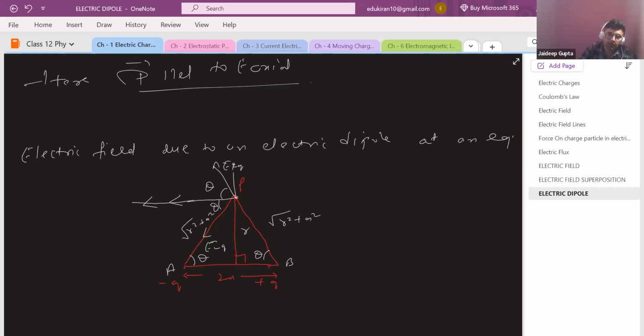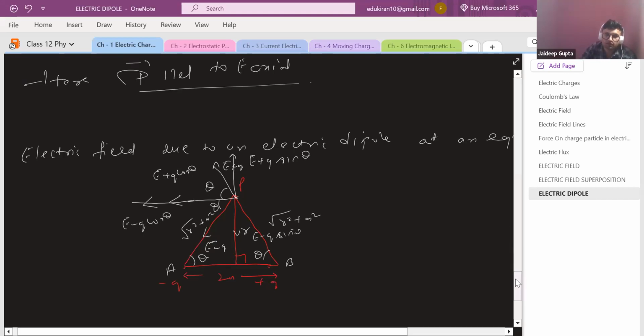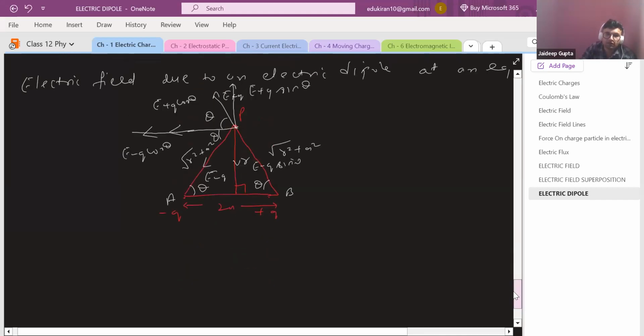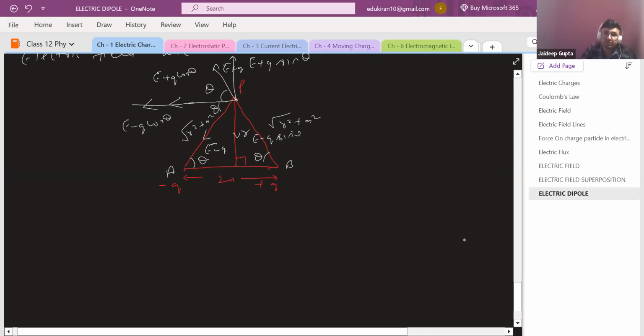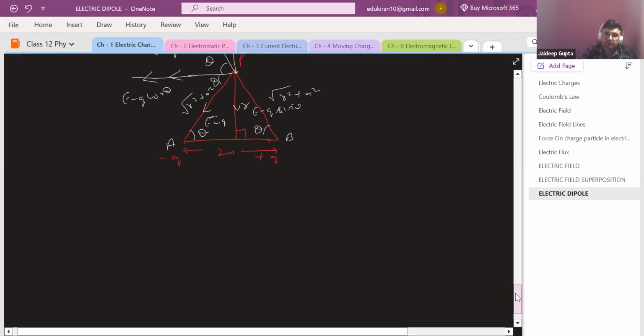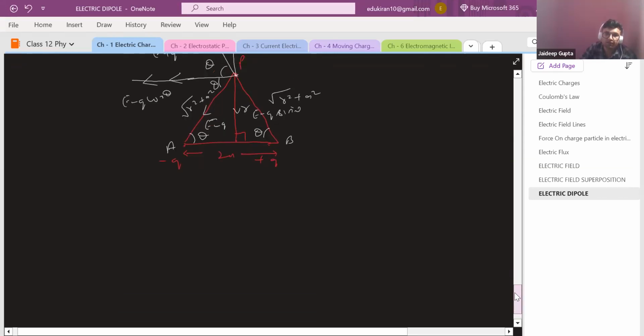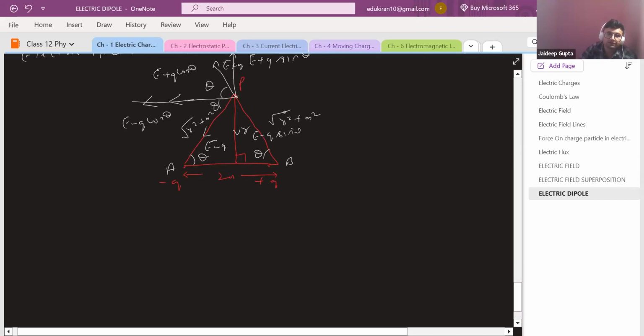there would be two components, E plus Q sine theta and E plus Q cos theta. Likewise, due to negative charge, E minus Q sine theta and E minus Q cos theta. Fine. Do you have any problem in this figure?